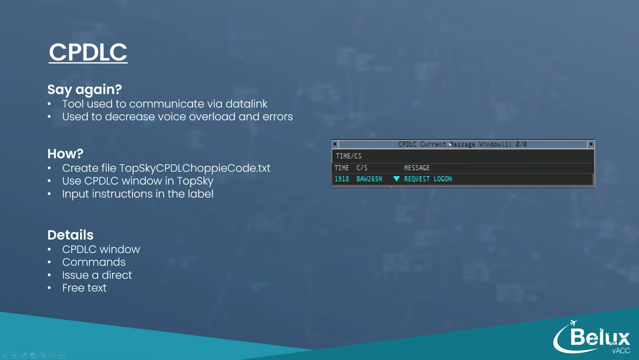Then in the CPDLC current message window, you can open this either via the top bar, or if you have it in your local settings, you can open this automatically. If a pilot wants to log on, you will hear a beep, and you will see a blue request logon message. Very important note, a pilot should log on via voice first, always. First contact should always be made via voice. When a pilot calls you on frequency, he needs to establish connection via voice, and only then can they request logon. Basically what you do then, you can click on it, and then you can accept the logon or reject it.